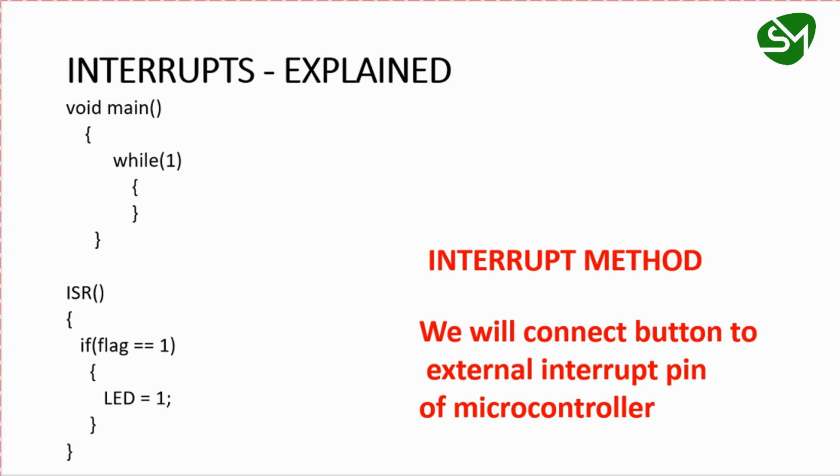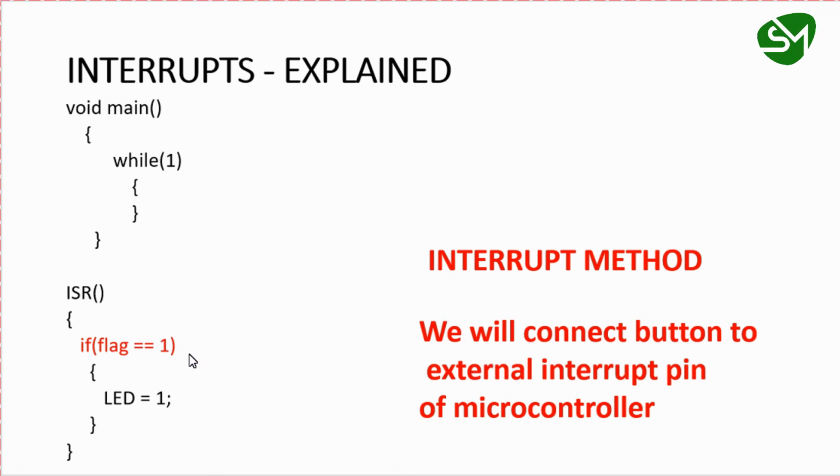So the program starts executing the code that is available in the main function, and whenever any change happens on the external interrupt pin of the microcontroller, the processor pauses the process it is doing in the main function, jumps to the ISR function and executes the lines of code here. Inside this it will check for the flag to be high. This flag is nothing but a separate flag that is allocated for the external interrupt pin.